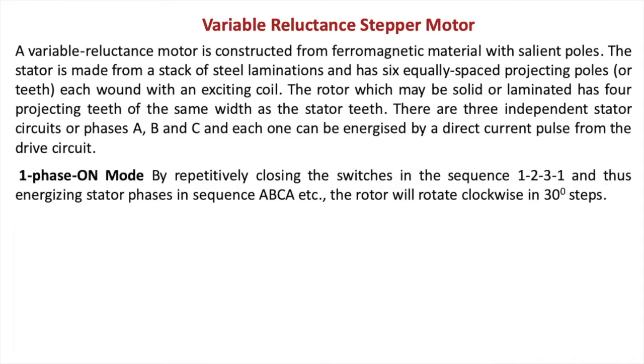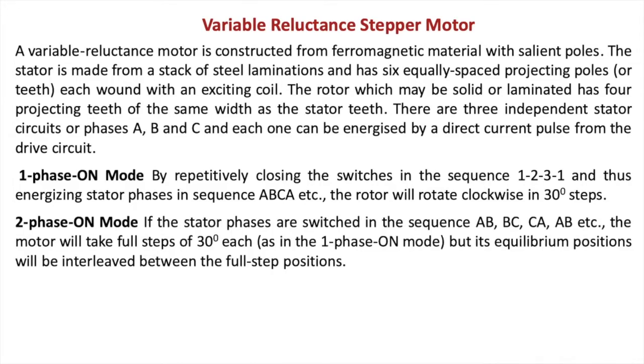If one phase is on, repetitively closing the switches in the sequence of 1, 2, 3, 1 and thus energizing the stator phases in sequence as A, B, C, A, the rotor will rotate clockwise in 30-degree steps. Now, how do we get this? That we'll see later. In 2-phase on, that means we are giving supply to 2 of the stator coils, and if the stator phases are switched in sequence, then again the motor will take the 30-degree step, but its equilibrium position will be interleaved between the 2 coils which are being energized.